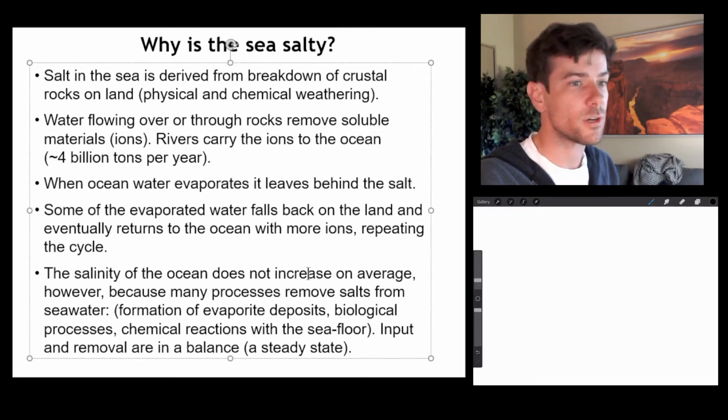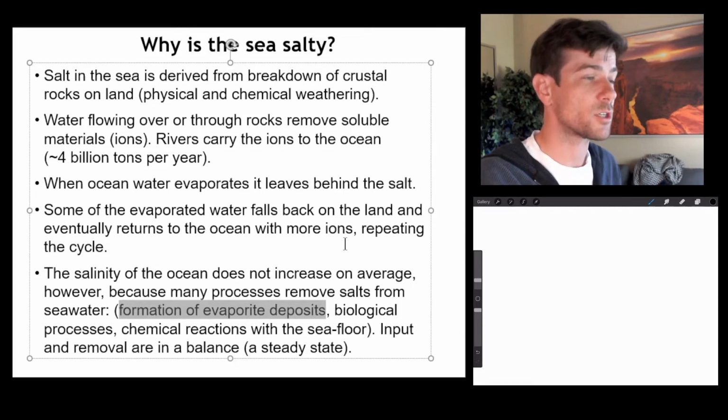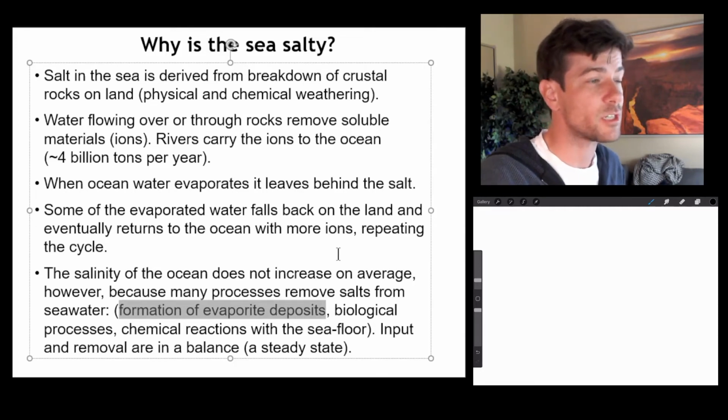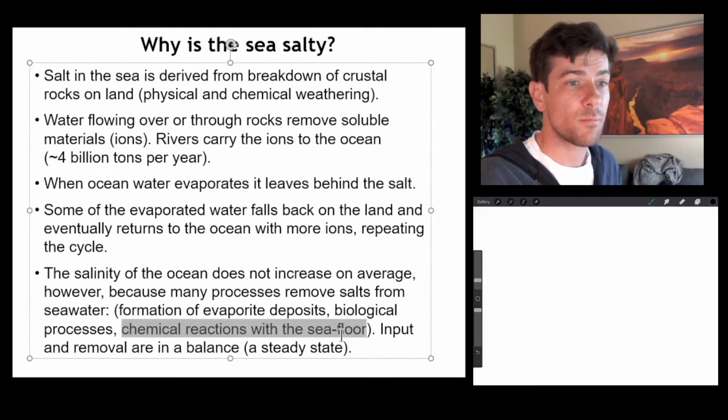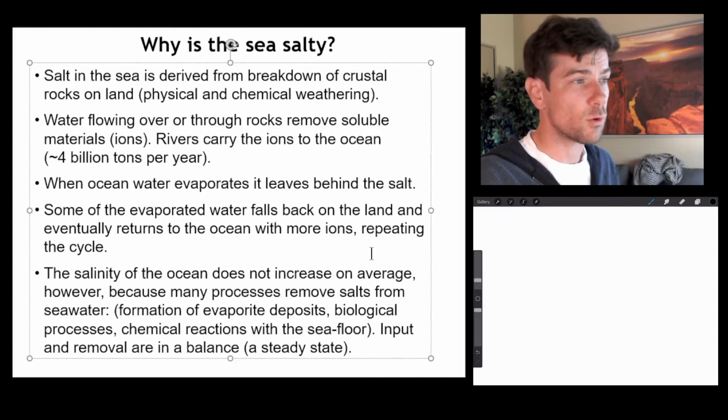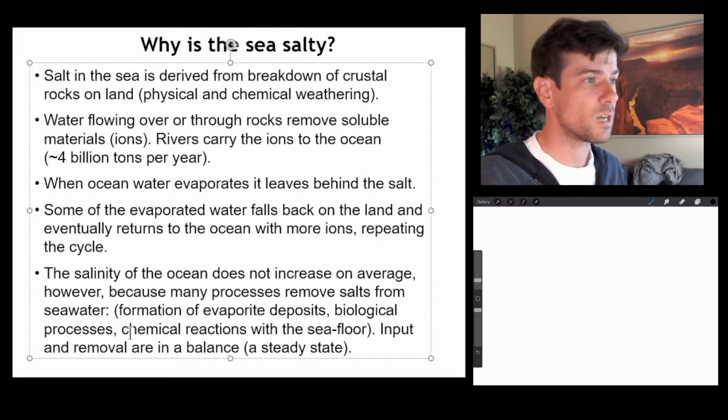The salinity of the oceans, though, doesn't increase, generally speaking. It's because there are a lot of processes that remove salt from the ocean as well. Things like formation of evaporite minerals, that's just where there's lots and lots of evaporation taking place, so you can form mineral deposits. There are lots of biological processes that remove ions, dissolved constituents from the water. There are also chemical reactions with fresh seafloor that contribute a lot to this process of removing salt.